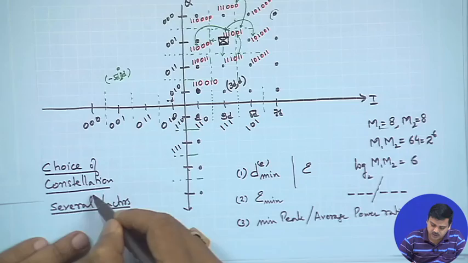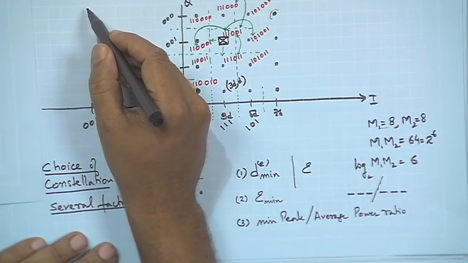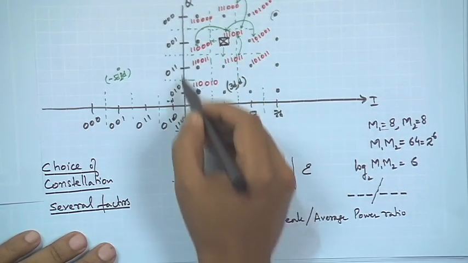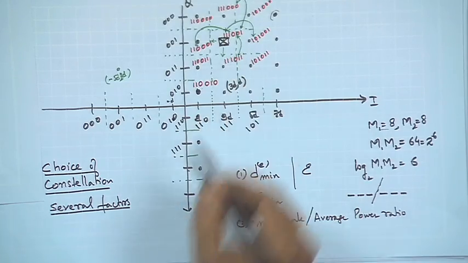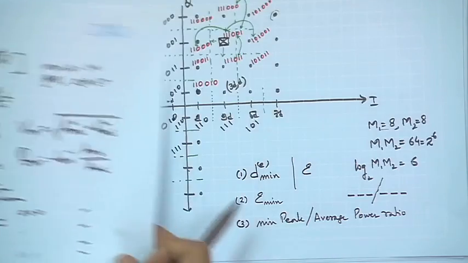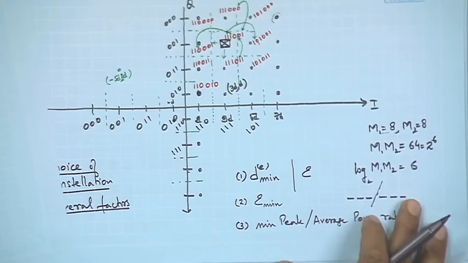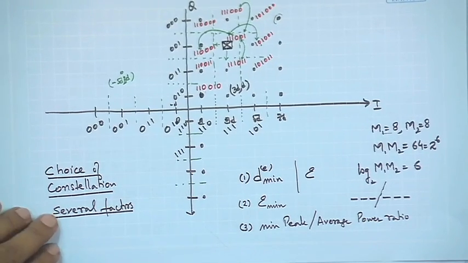So, extreme corners will have the highest power, whereas the average will be an expectation over all of this, which would be somewhere here. So, in this one, for a similar size constellation, there could be possibility of a higher peak to average power ratio. So, depending upon the requirements, one would choose a particular constellation. So, there is no fixed decision that one particular constellation is better than the other.